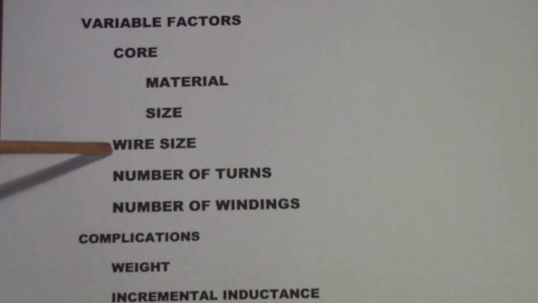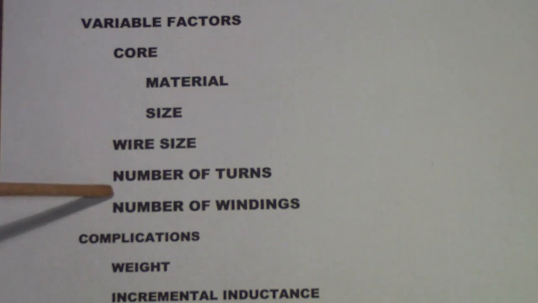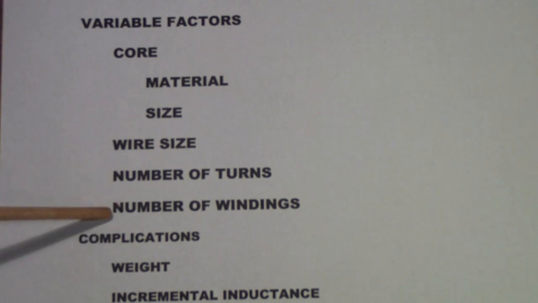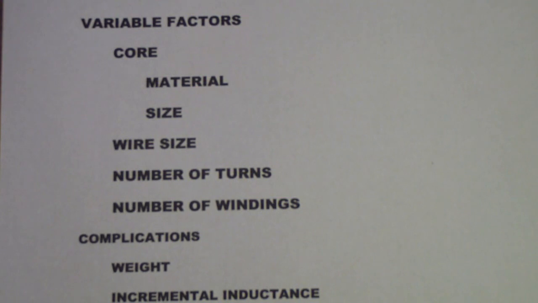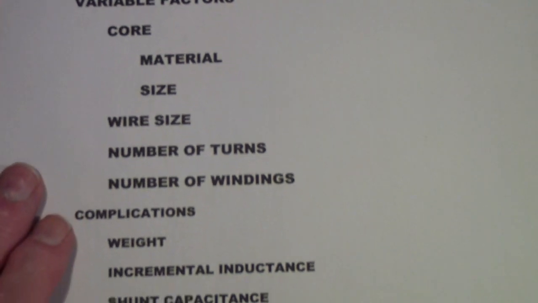Another thing, of course, is the use of wire size, the number of turns, and the number of windings. Now, I talked a bit about number of windings earlier. That is where, instead of having a single primary, you parallel several primaries. One of the complications of number of windings is, as you add windings, that increases capacitance. And as you increase capacitance, you kill the high frequency response.